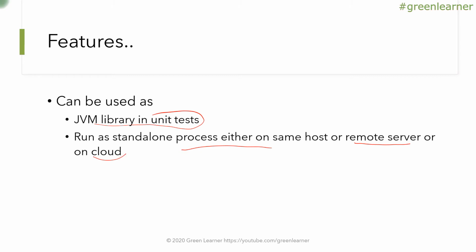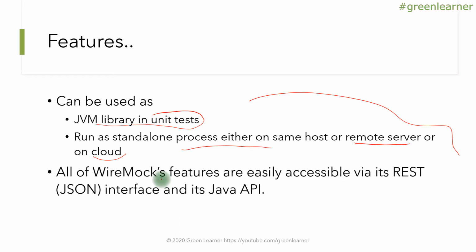So the thing is, it is going to work as a server, whether you are writing a unit test or you want to access it from any third machine, any host machine or any cloud, you can deploy it. You have both options, whichever way you want to go. And all of the WireMock features are easily accessible via its REST API. When you run it as a server, you can access it using the REST API, as happens with all the HTTP REST based microservices. So access is also easy.